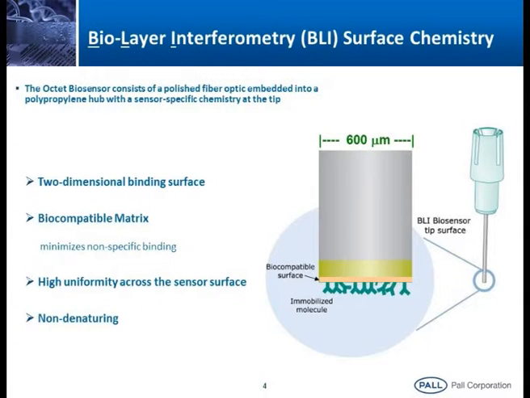If you look at the next diagram, look at the diameter of this. It is only 600 micrometers, a two-dimensional binding surface, when we immobilize the protein onto a solid support. The biocompatible matrix is inert in nature. You can use any kind of buffer system, from pH 1.5 to pH 9, and we can easily work. Most of these biomolecular interactions we work at physiological pH.